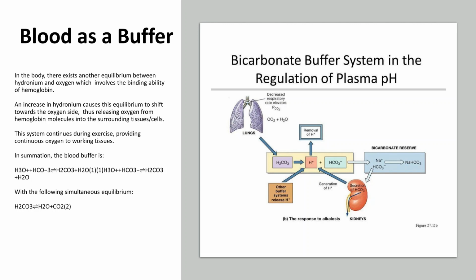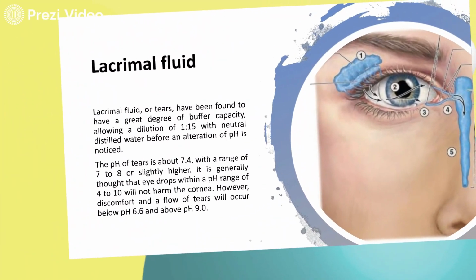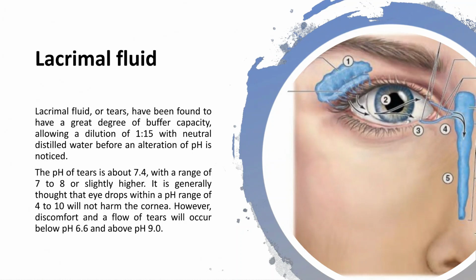There are various equations which will clearly tell you how the carbonic acid and bicarbonate system maintains this, and only then is the pH of the blood able to remain at 7.4. Next, we move on to the lacrimal fluids. Lacrimal fluids are also known as tears, so they are present in our eyes.